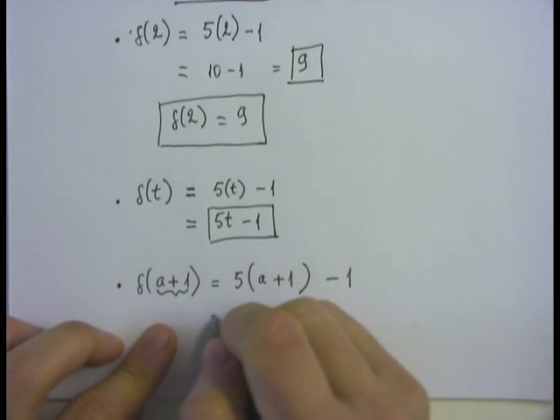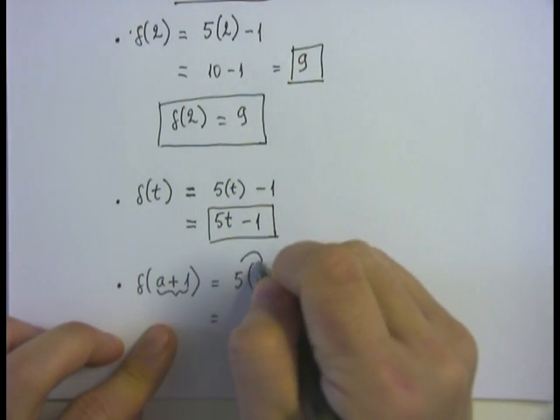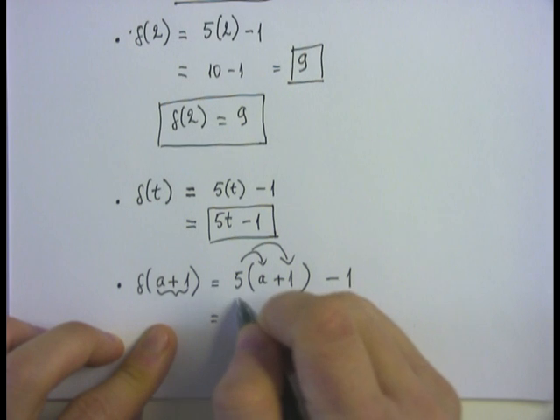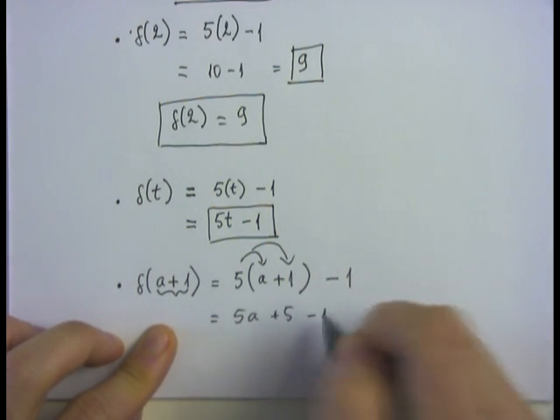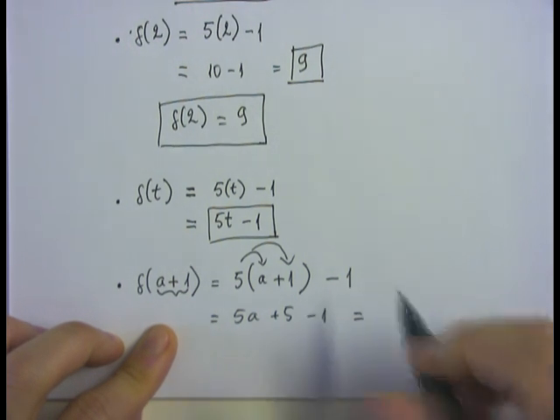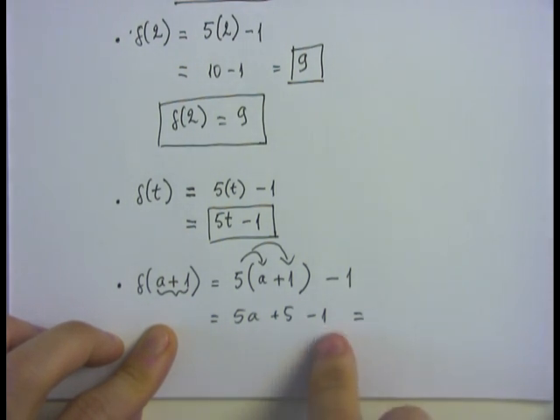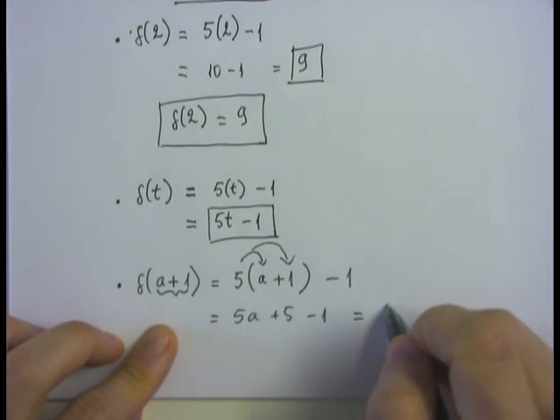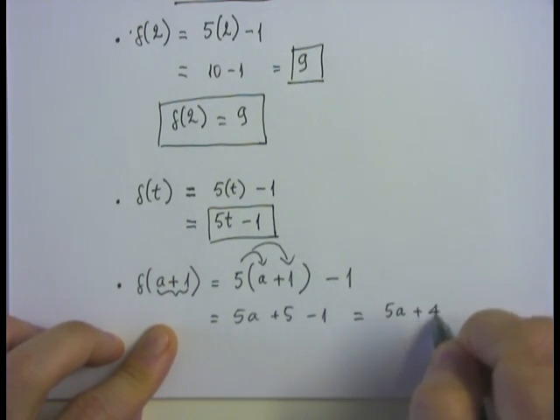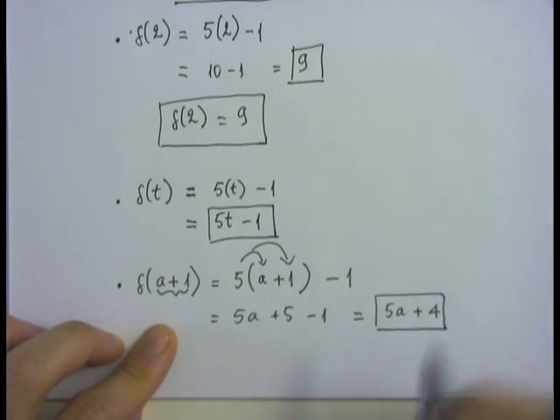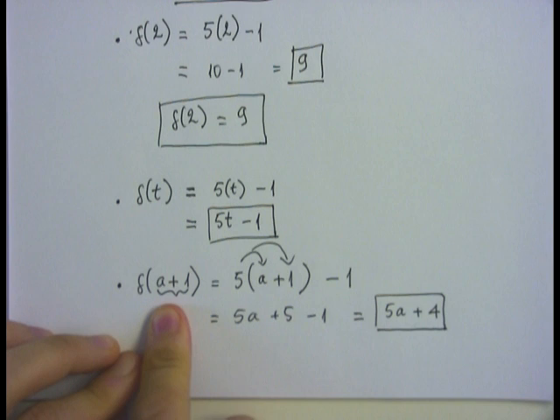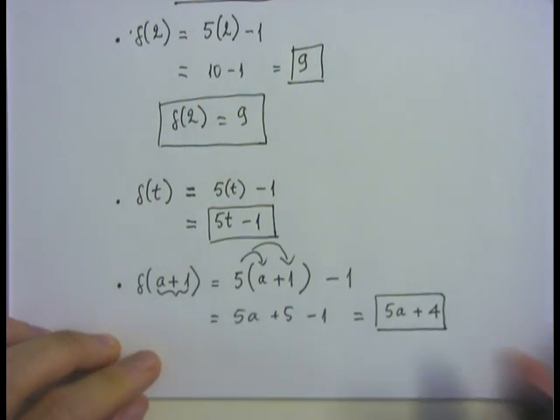And so here, now we can just do a little distributive law: 5 times a, 5 times 1, so I have 5a plus 5 minus 1. And so in the end, now 5 minus 1, they are like terms, so we can combine like terms here. So we have 5a plus 4. That's my value of the function after I evaluate the function at x equals a plus 1.